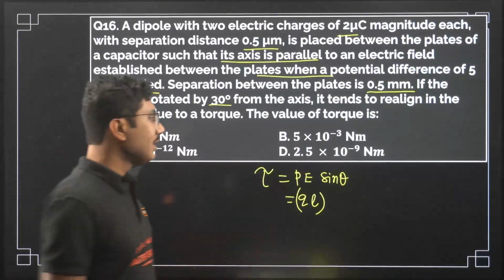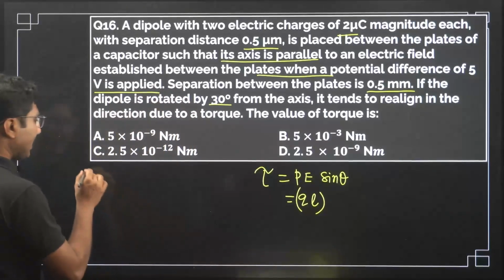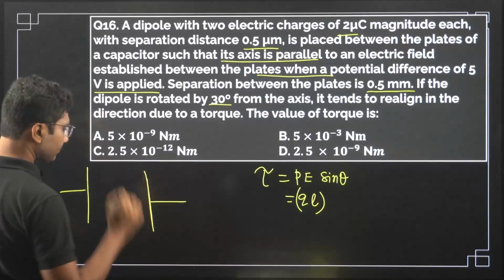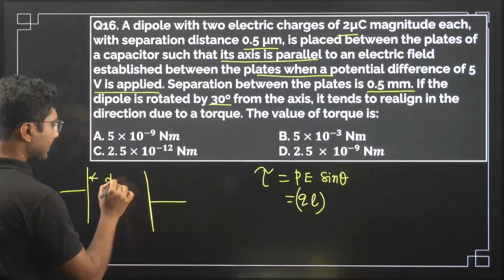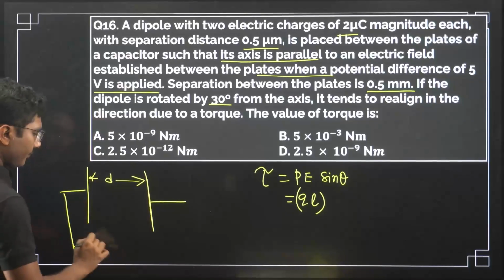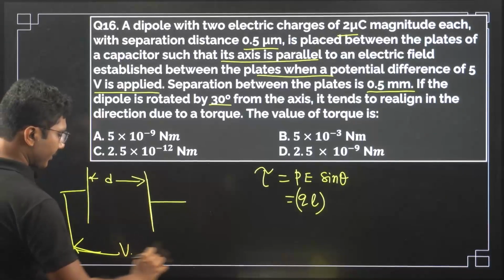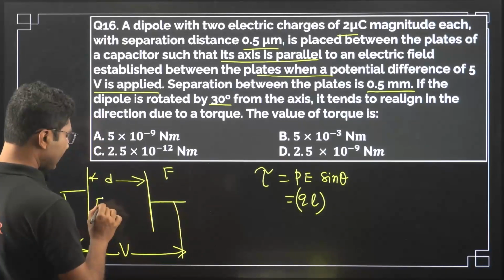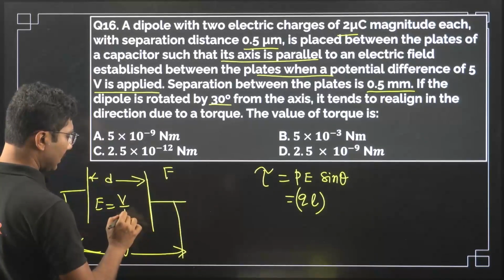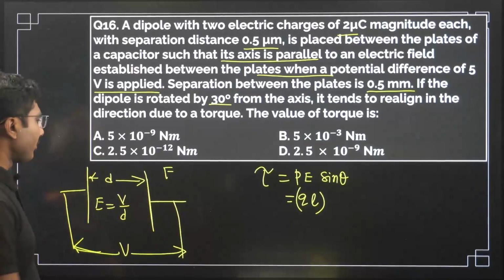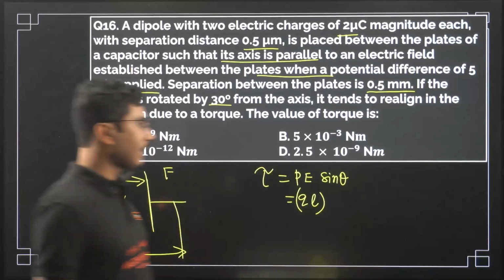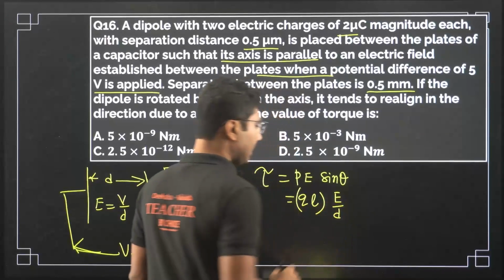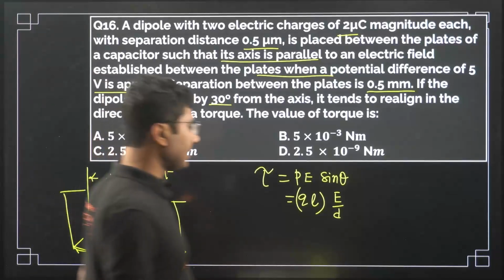If you don't know, the electric field in between the plates of a capacitor, so this is the capacitor. If the distance between the plates is D, and the potential difference between the plates is V, then the electric field in the region inside is given by V by D. So this is the formula for electric field inside the plates of a parallel plate capacitor. We will discuss that in detail in our next chapter lectures.